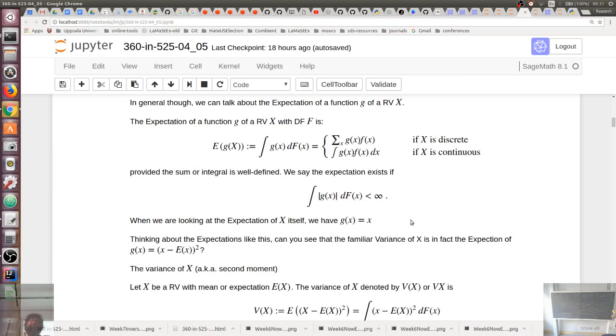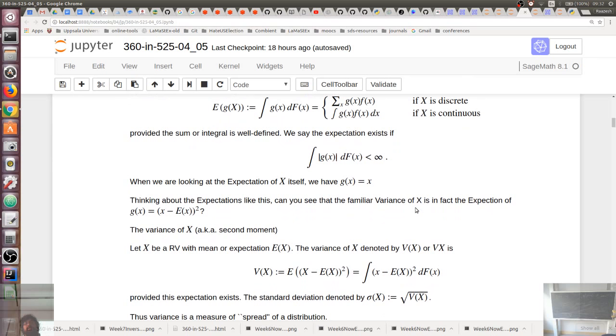So you want to make sure that the integral of the absolute value of g of x, integrated against the distribution function, is finite. Okay, so now basically the usual expectation of the random variable X is nothing but the expectation of the function g when g of x is x itself.